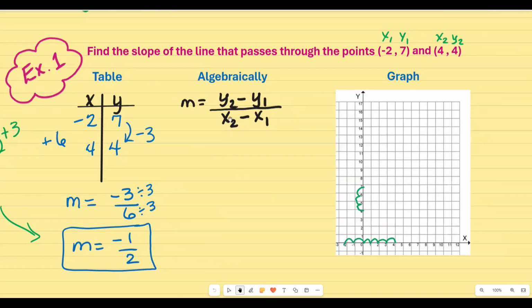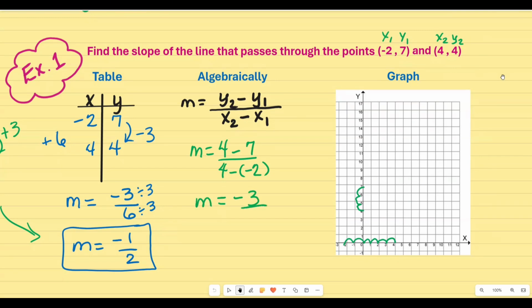Let's go ahead and algebraically substitute what we know. Again, take the time to label your work because it's so much easier to just substitute it in. So I know I have 4 minus 7 in my numerator, and then I have 4 minus -2 in my denominator. So pay attention to a negative and a negative, okay? Once you simplify that, the numerator is 4 minus 7, which is -3.